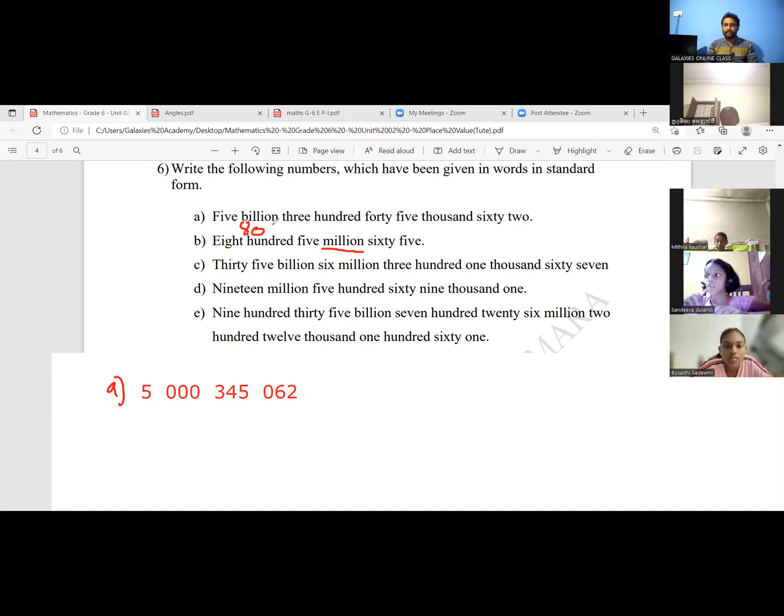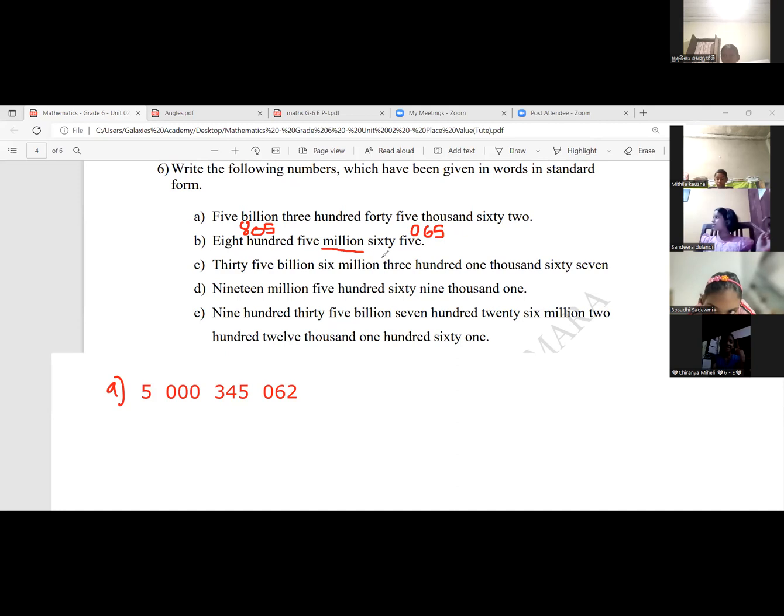Right, now look at the million period 805. 805, writing method like that. Then 65. 65 means what period? It should be the unit period. So you can complete the 3 digits like that. Between million and unit period should also be the 1000 period, but we can't see the 1000 period here. So you have to put another 3 zeros between these two periods.